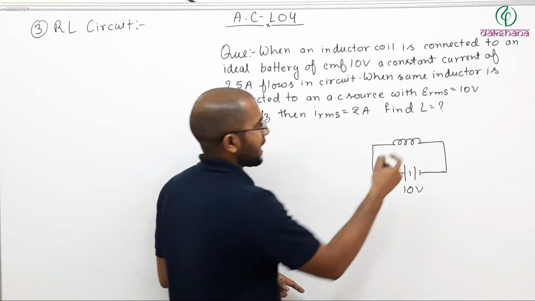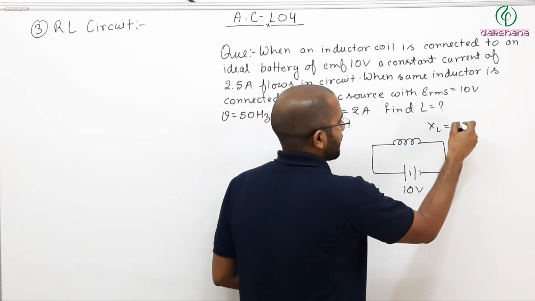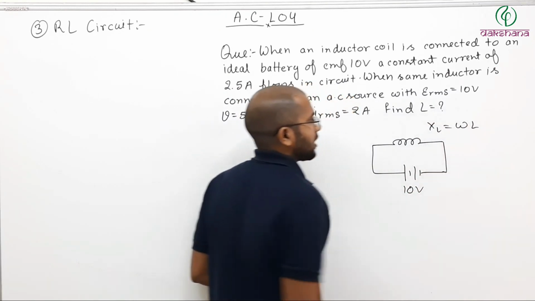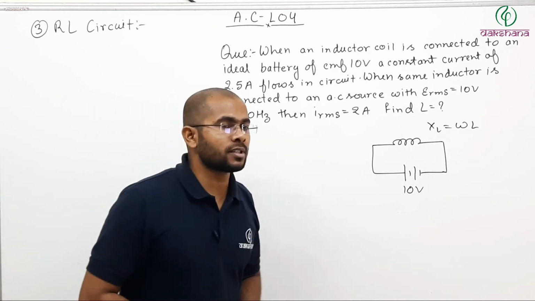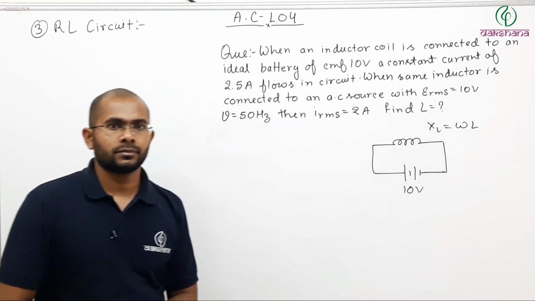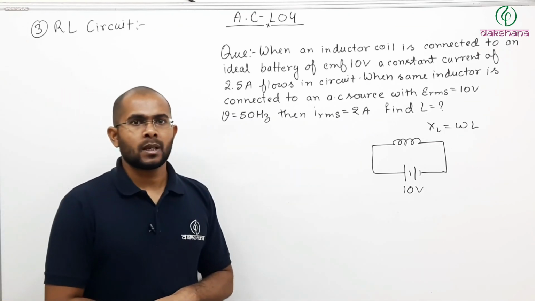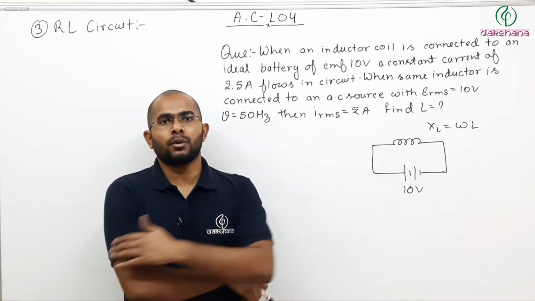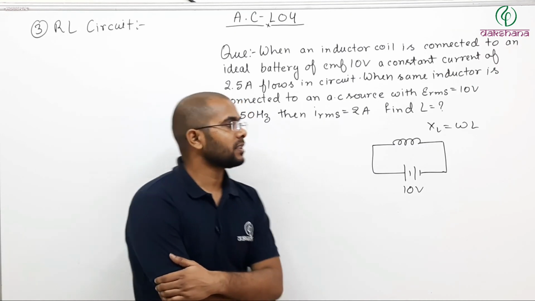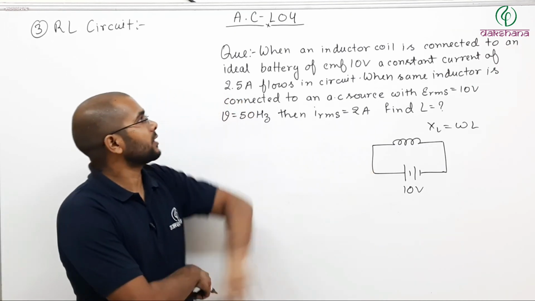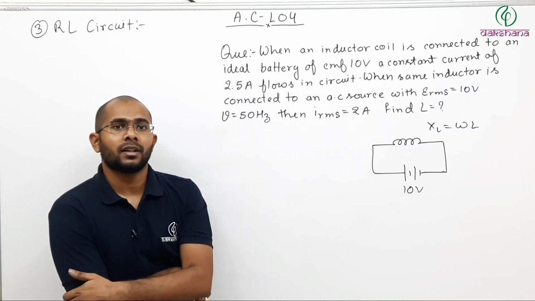Remember, XL is nothing but omega times L. And in case of an ideal battery or DC source, omega is 0. So there is no reactance. So if XL is 0, then there should be no current. And if there is no current, then how is current flowing? There is 2.5 ampere current.